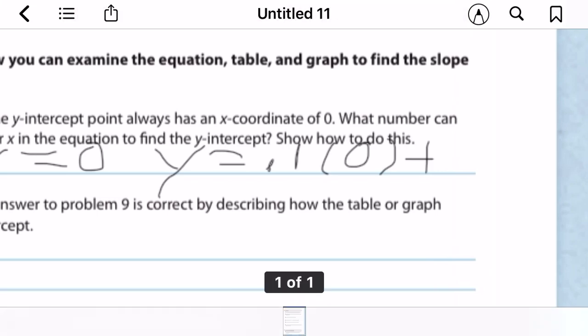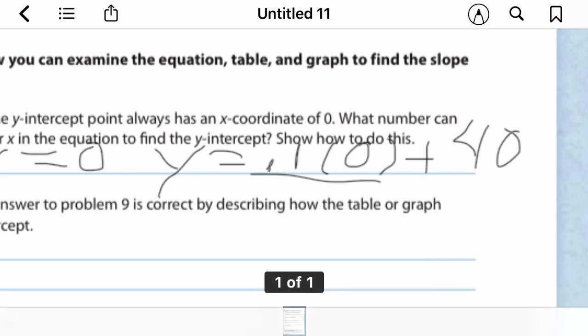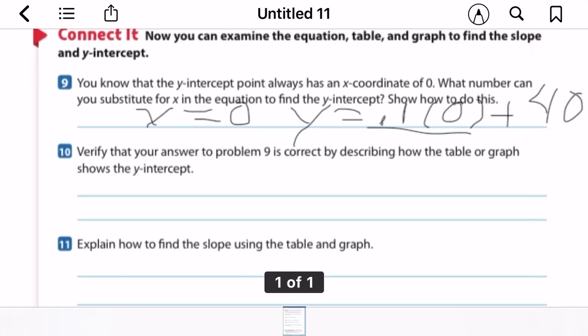So plus 40. And basically when you take a look at this, if you take 0.1 times 0, 1/10 times 0, that's 0, plus 40 is going to be 40. So there's going to be your y-intercept that goes along with that. The y-intercept will be 40.